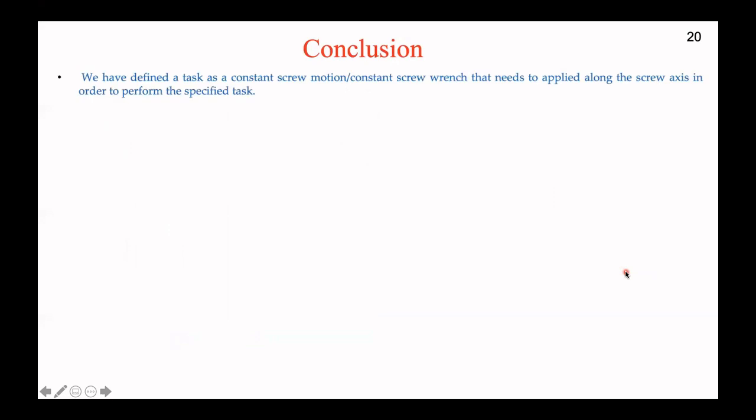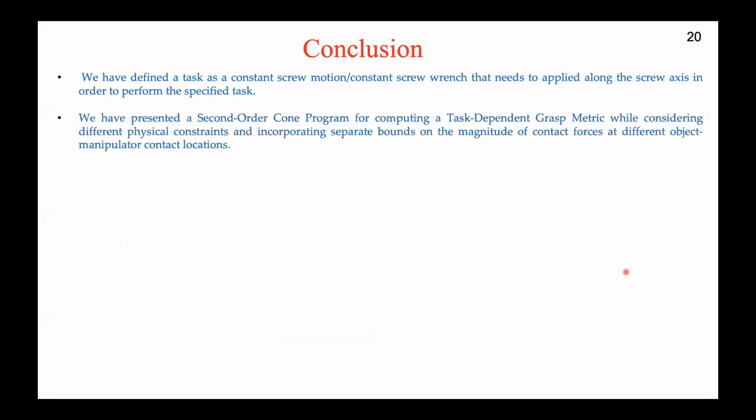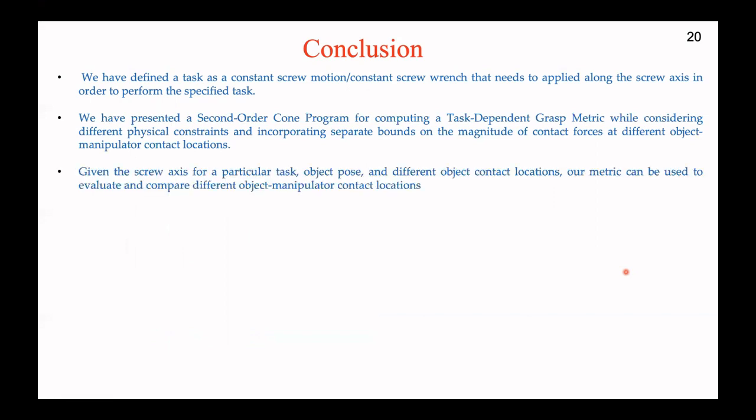In this paper, we have defined a task as a constant screw motion or wrench that needs to be applied along the screw axis in order to perform the specific task. We have presented a second-order cone program for computing a task-dependent grasp metric while considering the different physical constraints and incorporating separate bounds on the magnitude of contact forces at different object manipulator contacts. Given the screw axis for a particular task, the object pose and different object contact locations, our metric can be used to evaluate and compare different object manipulator contact locations.